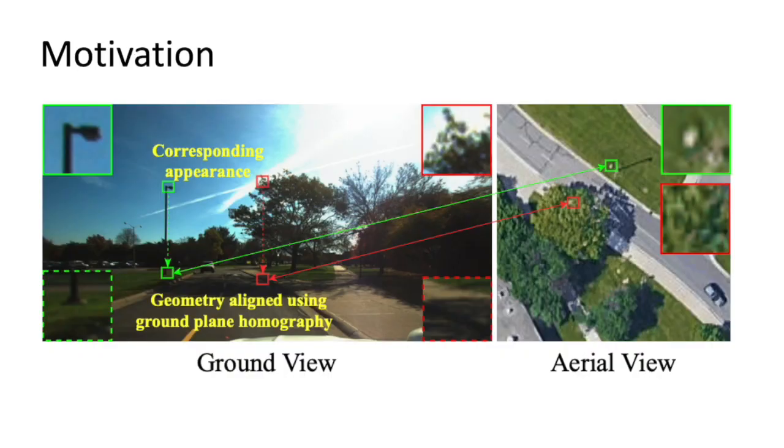Geometry alignment using ground plane homography constructs correspondences between the aerial view and ground view at the root of the streetlight in the bottom green box and the road edge in the bottom red box. However, the appearance between the aerial view and ground view aligns better at the top of the streetlight and the treetop. To improve appearance matching, we propose a top-to-ground aggregation module that aggregates features down to the ground level.